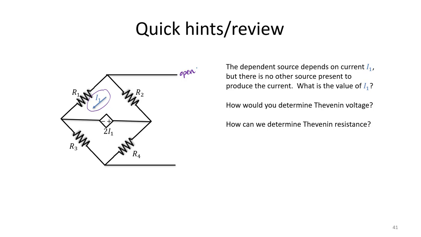So if there are no other sources present to produce a current I1, then in this case, our current I1 must be 0 because there is no other voltage source that does not depend on I1 that can create a current. So you should see in this case that I1 must be 0, at least when the circuit is open. That's because there is no other source that is producing a current, therefore the dependent source is unable to produce a voltage.